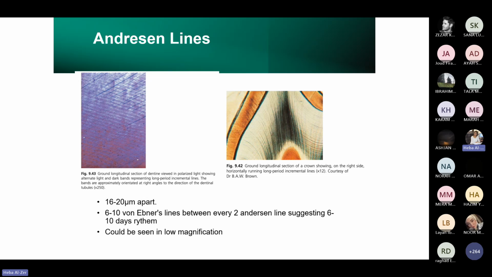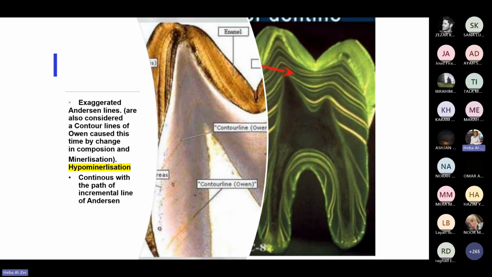The Andresen lines, or the long-period incremental lines, have 6 to 10 von Ebner lines in between, which means they, like the enamel striae, are almost weekly intervals of dentine secretion. These are here, the white and the purple lines. These pictures are taken from the book. If you need to take a closer look at them, please go and take a closer look in the book. Okay. Also, in Andresen lines, sometimes we find exaggerated Andresen lines, hypocalcified ones, because of differences in mineralization.